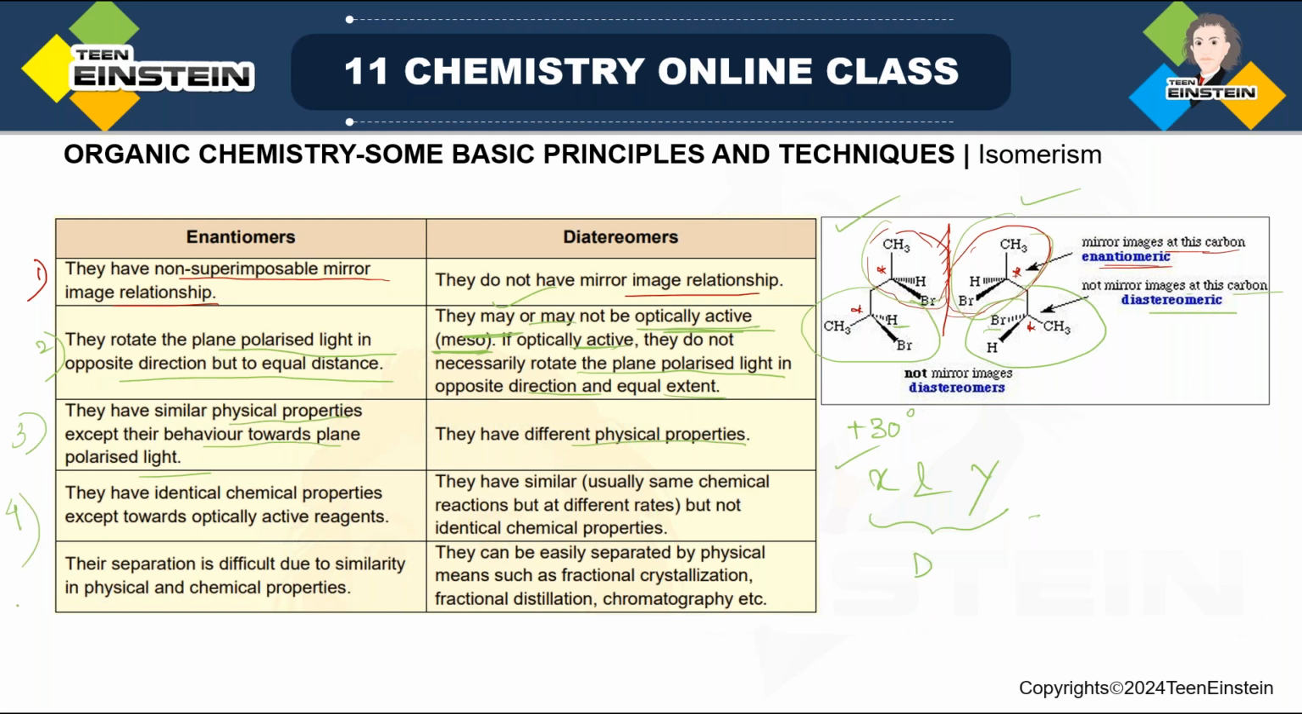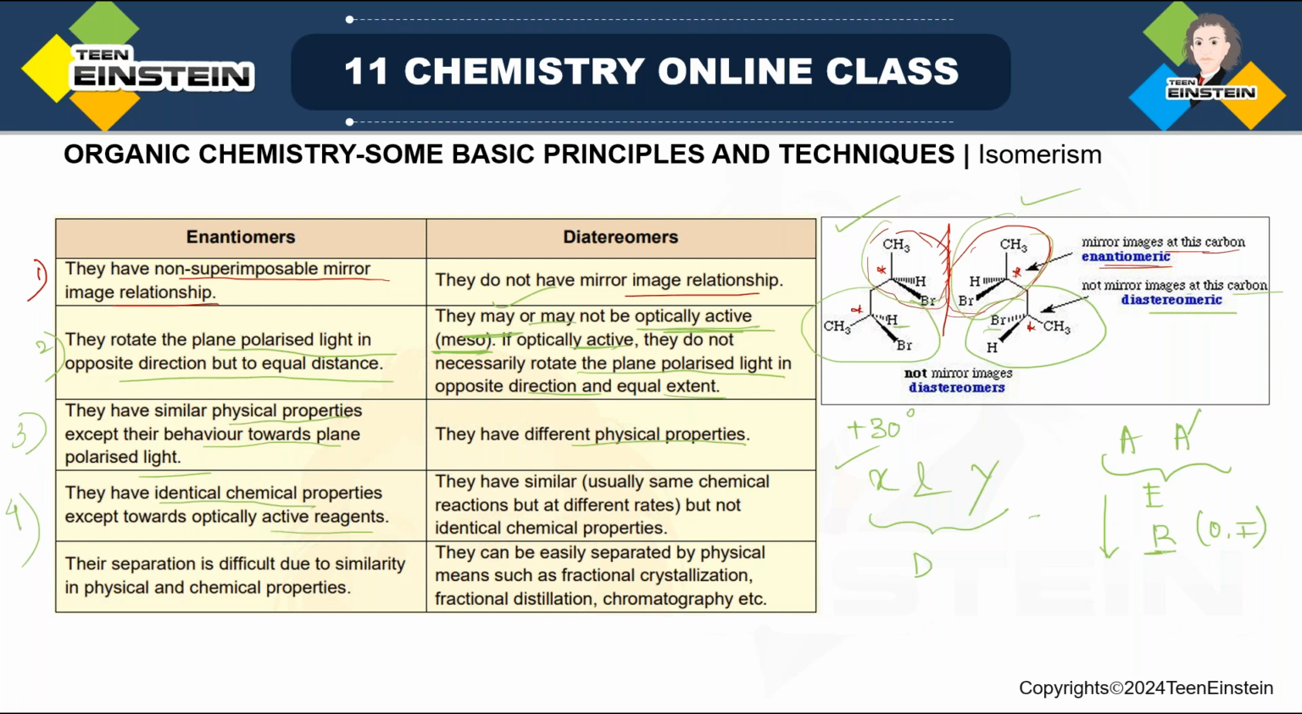Next point: they have identical chemical properties except towards optically active reagents. Suppose we have A and A prime, these two are enantiomers of each other. Now when you are reacting this molecule, suppose you are treating it with a reagent R. Now R is optically inactive. So in that case, their behavior will be identical. Whatever product you get in the chemical reaction will be identical.